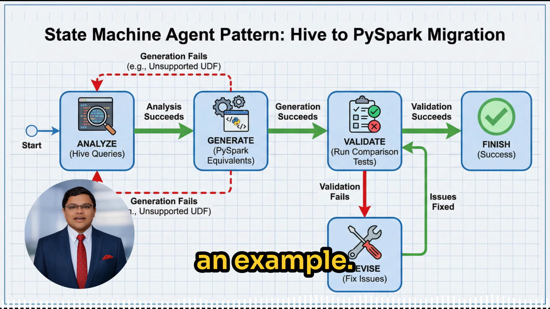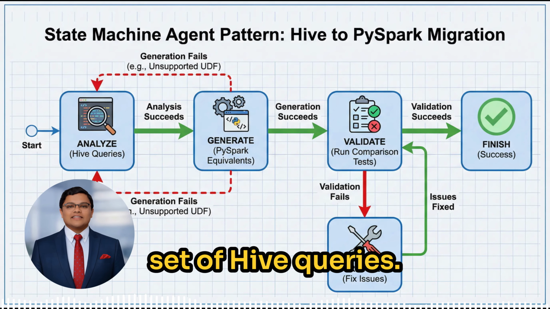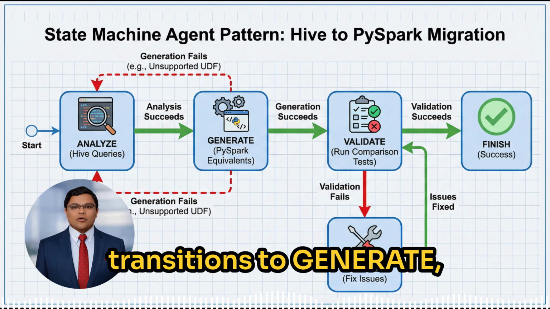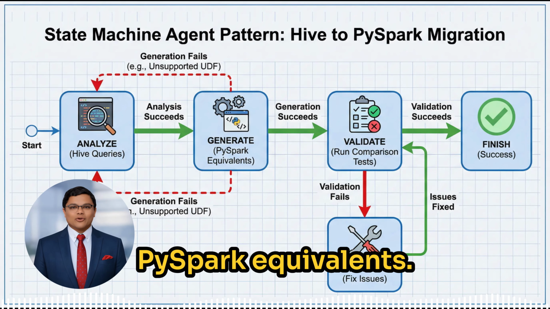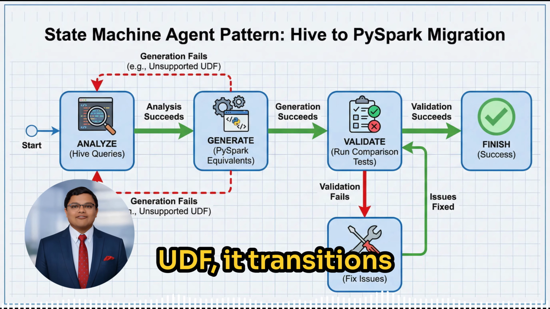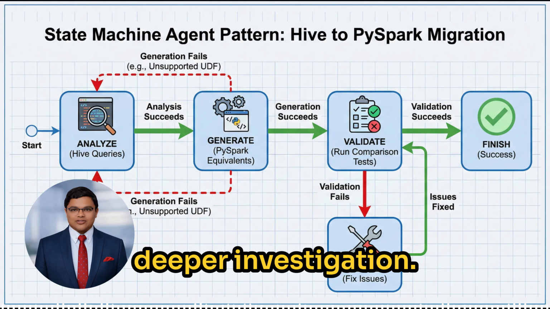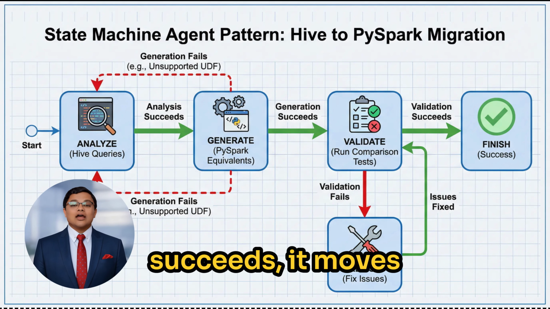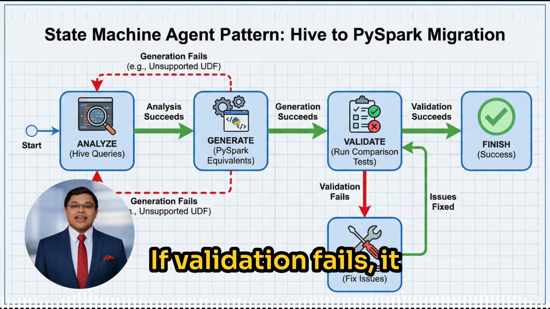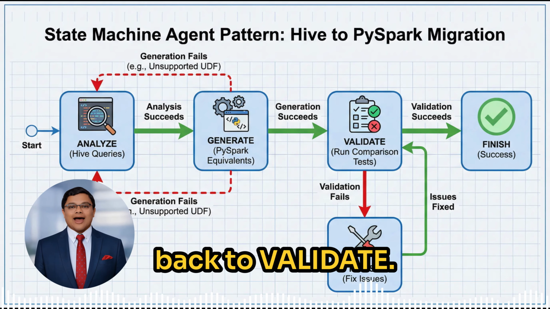Let's trace through an example. The agent starts in the analyze state, where it examines a set of Hive queries. If analysis succeeds, it transitions to generate, where it produces PySpark equivalents. If generation fails, maybe it encounters an unsupported Hive UDF, it transitions back to analyze for deeper investigation. If generation succeeds, it moves to validate, where it runs comparison tests. If validation fails, it enters revise, fixes the issues, and loops back to validate.